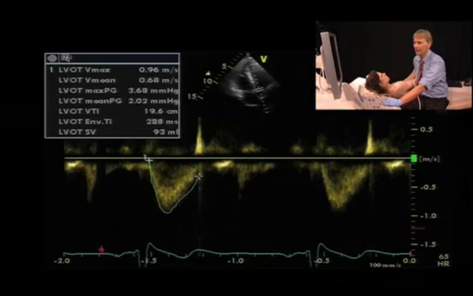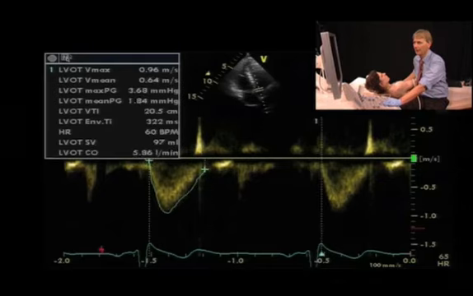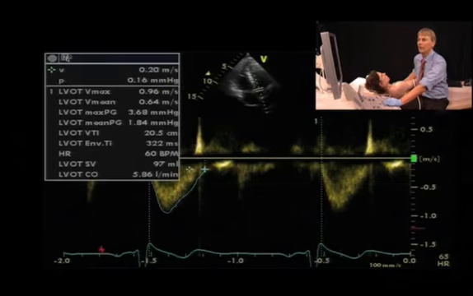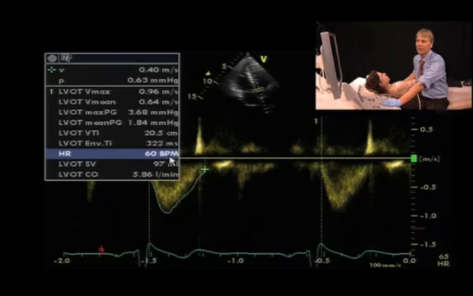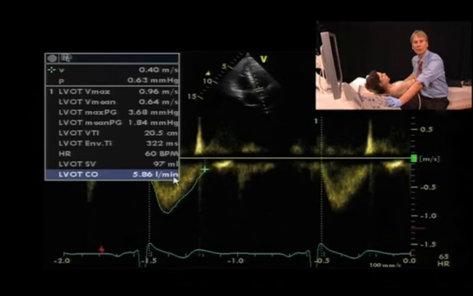And I also move to the next beat so that I get the heart rate. And what I get is a stroke volume of 97 milliliters, which is normal. And by also incorporating the heart rate, we can get the cardiac output, which is 5.9 liters per minute. So this is a completely normal hemodynamic situation.